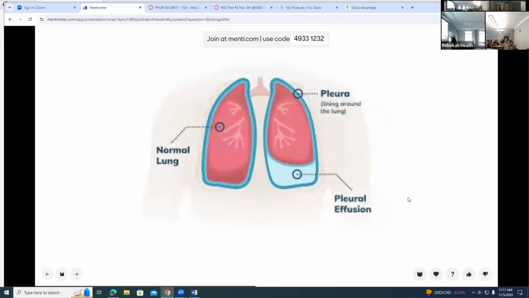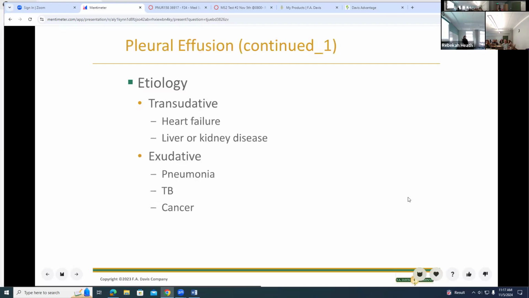And so now your lung isn't able to expand how it should. And just like this picture shows, it might only affect one side, depending on the cause. So when we look for the cause, it's usually transudative or exudative.